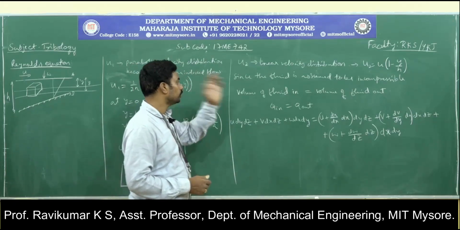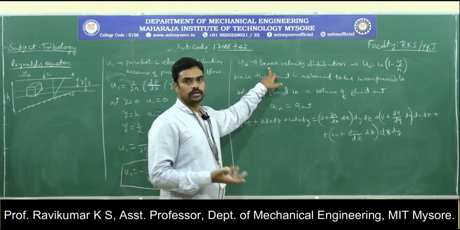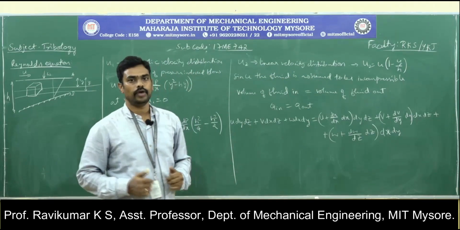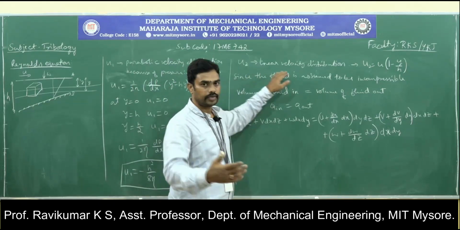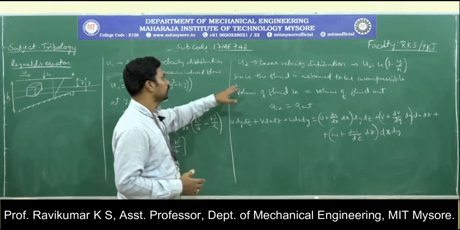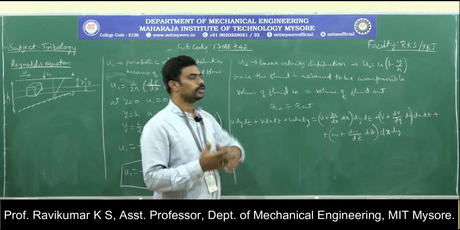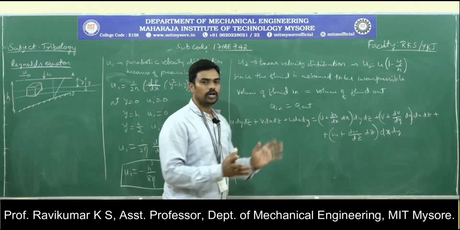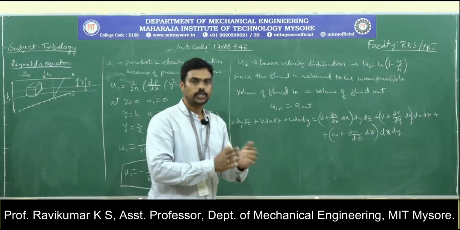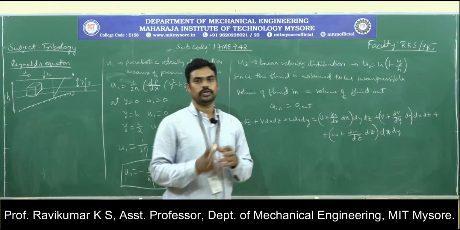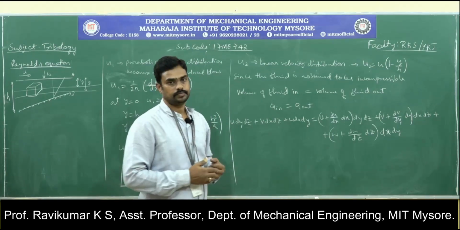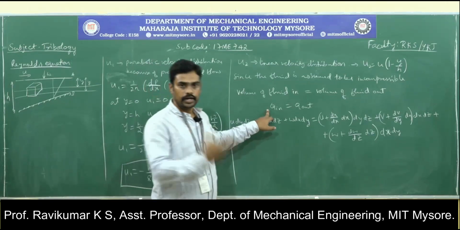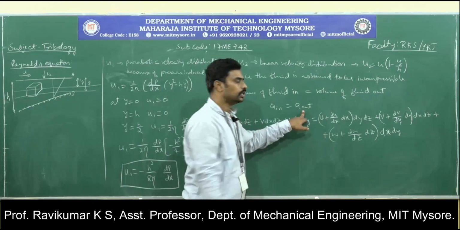Next, U2 is the linear velocity distribution because U2 is equal to U into 1 minus y by h, which represents the linear velocity distribution of the oil film. Since the fluid is assumed to be incompressible, the volume of fluid moving into the space should be equal to the volume of fluid moving out of the space. So this is the convention we need to consider. Therefore, Q into the space should be equal to Q out of the space.